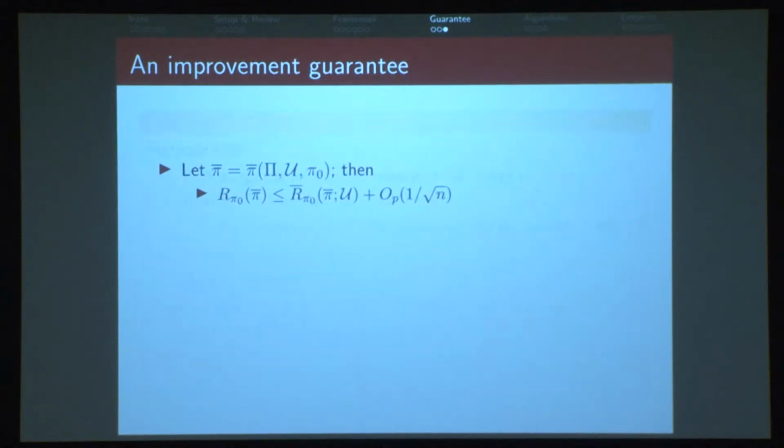Okay, so let me summarize this theorem just by saying, let pi bar be the pi bar that we chose, the one that minimizes the worst case regret. Then the true regret of this policy pi bar relative to pi naught is bounded by the worst case regret, right? This is actually the value of the game that we're playing. That's the value of the min-max game that pi is playing against w, plus some OP of 1 over square root n term with sub-exponential tails. Of course.